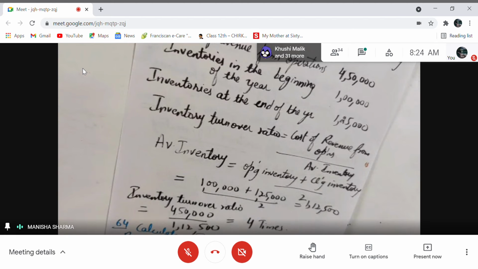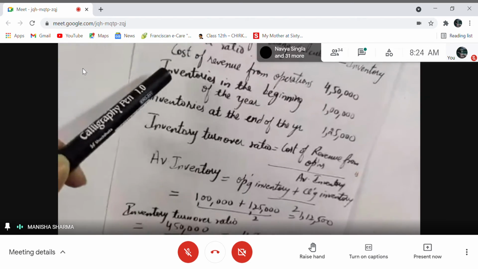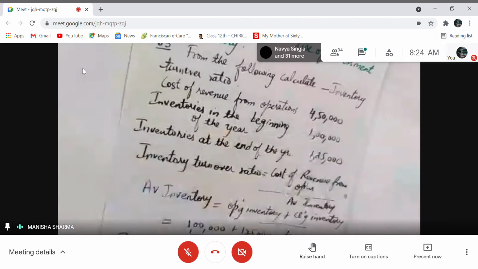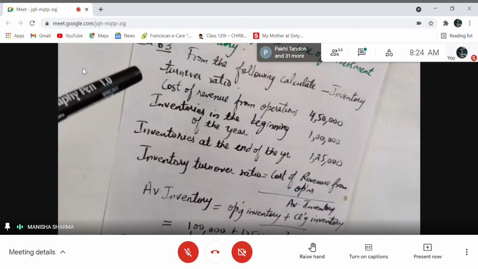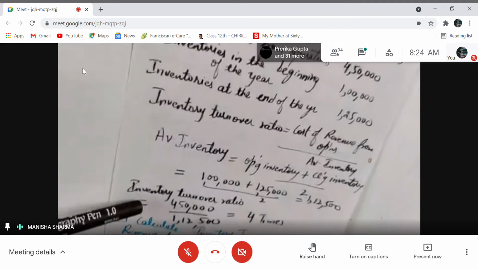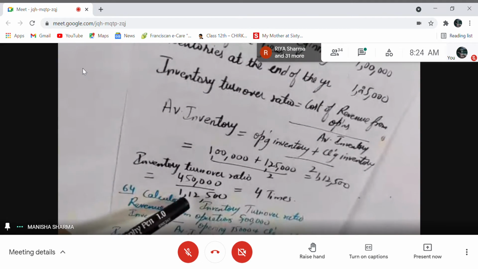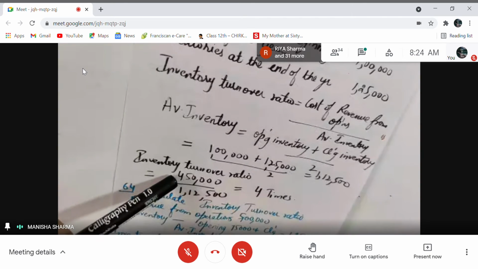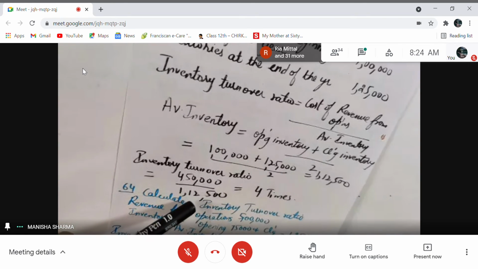So direct sum is there, 1 lakh in the sum. Opening inventory is given to be 1 lakh. Closing inventory is given to be 1,25,000, divided by 2. I get 1,12,500, right? So now you've calculated average inventory. If you see in the sum, COGS is given directly, 4,50,000. So I will divide in order to calculate inventory turnover ratio. I will divide COGS, that is 4,50,000, with average inventory, which came out to be 1,12,500. So on dividing 4,50,000 with 1,12,500, it comes out to be 4 times, right?